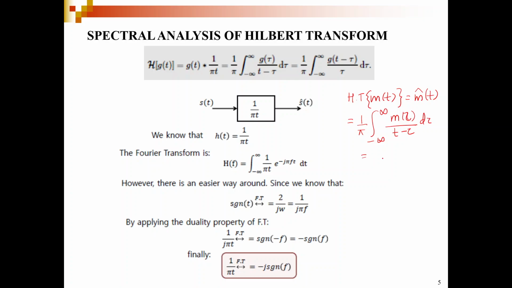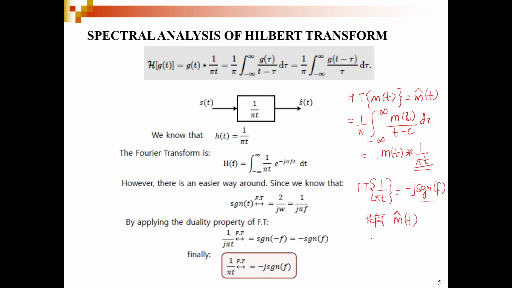This representation is nothing but we are trying to convolve the message signal m of t with a function which is 1 over pi t, where if you take the Fourier representation of 1 over pi t, it will actually result in a function called signum of f, minus j into signum of f. So how is that known? This is what we represented as the spectral component of the Hilbert transformed signal. So the Hilbert transformed signal is m cap of t.